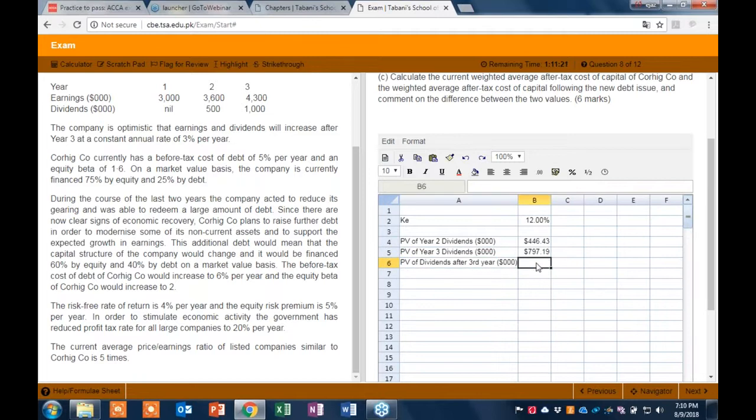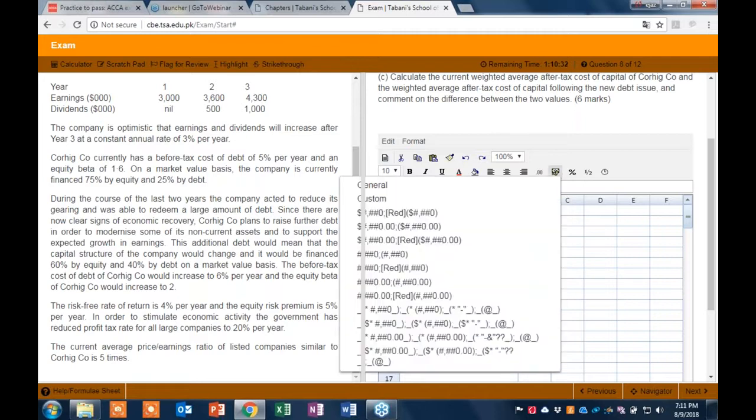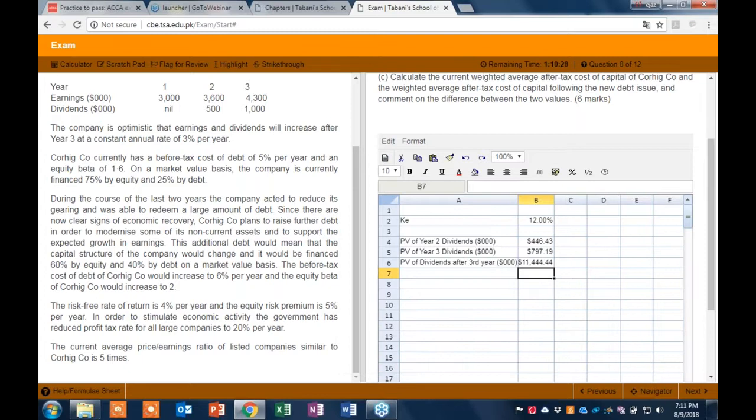This is for year 3. So we'll use the dividend growth model for calculating the present value or the price of the dividends. The last dividend will be 1,000. So 1,000 into growth. The growth is 3%, so we'll write 1.03. Then we will whole divide this figure by the cost of equity, which is 12%, minus the growth, which is 0.03. So this will be the present value of dividends to be received after year 3.